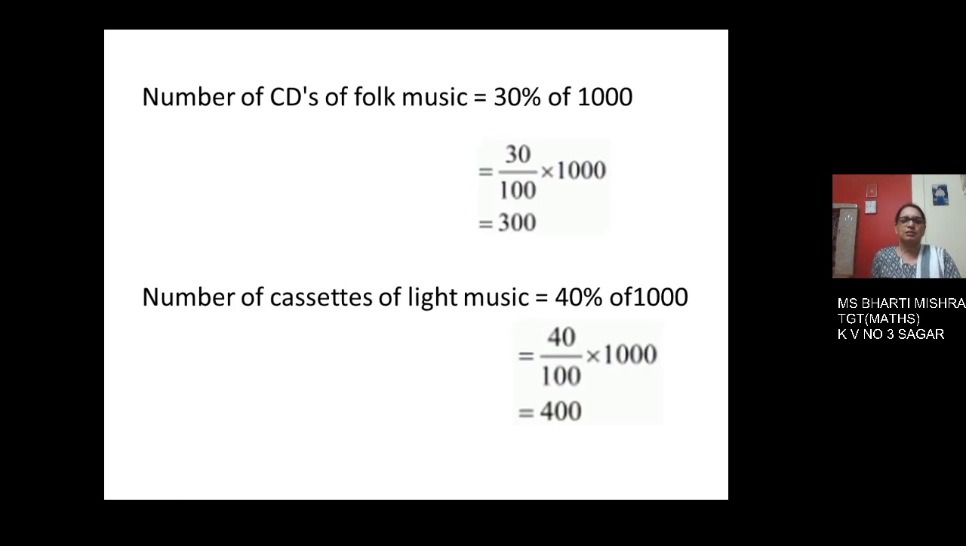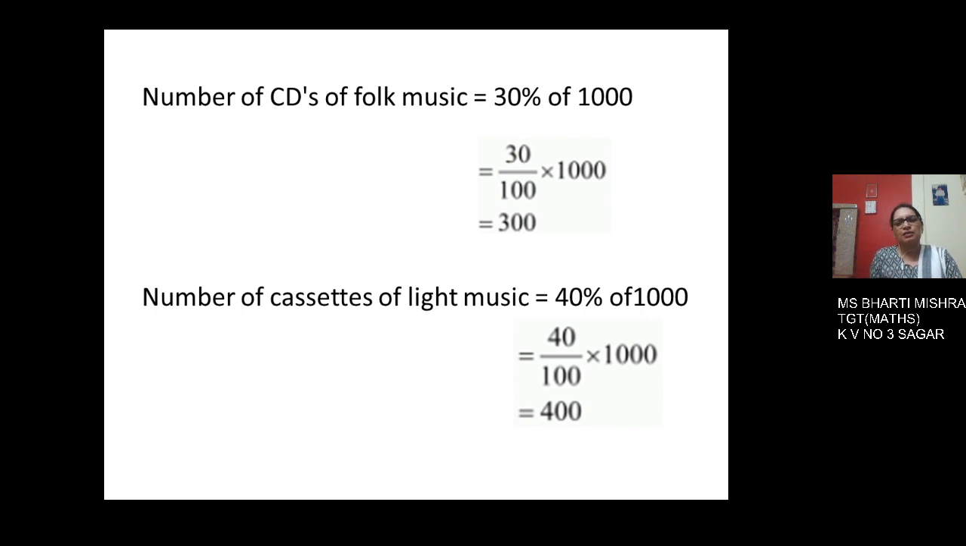The third type is folk music. Folk music is liked by 30% of 1000. So 30 upon 100 into 1000 comes to be 300.